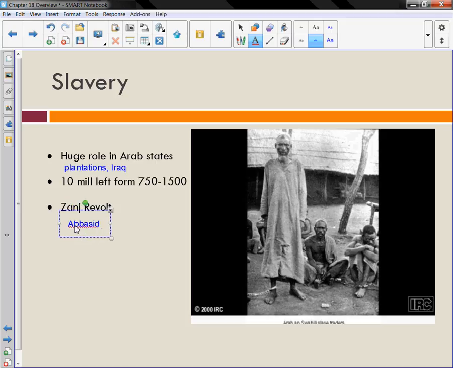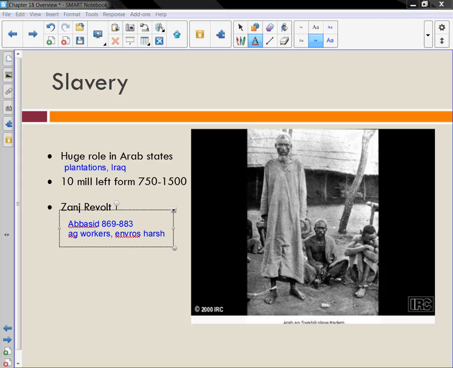And one of the most well-documented slave revolts, although this wasn't a successful slave revolt, it was successful for a great time, occurred in the Abbasid Empire. It was called the Zanj Revolt, or the Zanj Rebellion, and it took place from 869 to 883 CE. That's a pretty long period of rebellion, which shows you just how successful it was. These were mainly agricultural workers who were working on plantations in really difficult environments. And because of this, they massed a rebellion.